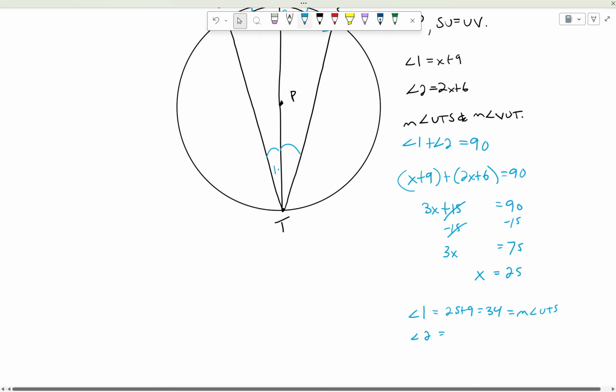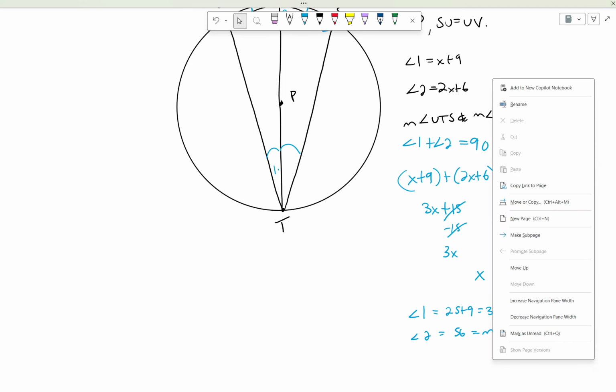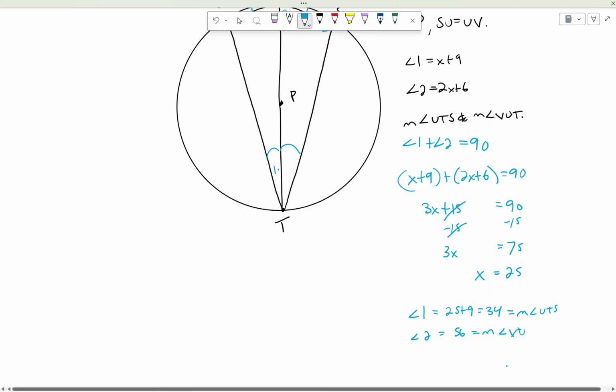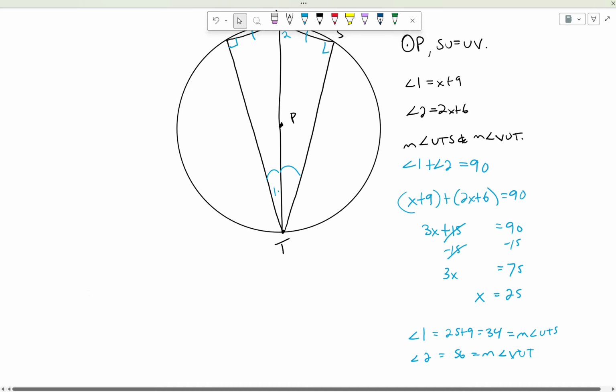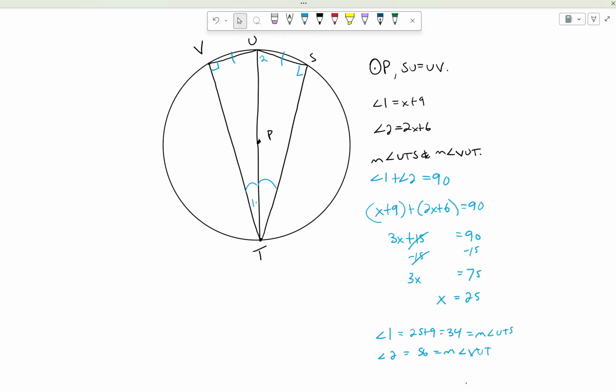Angle 2 is going to be complementary, right? So that's just going to be 56, right? 90 minus 34, right? To give us that guy right there, which is going to be the measure of angle VUT. Gentlemen, I'm showing you the minimum of what I need to see when you guys are working, okay? Couple more examples here for you, okay? These guys will be quick.